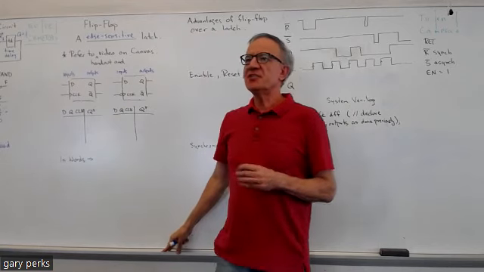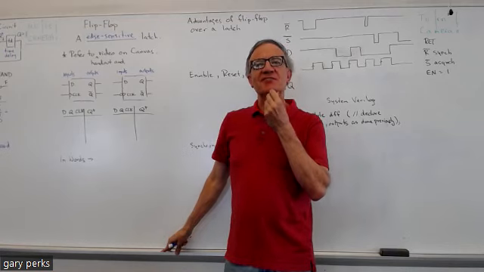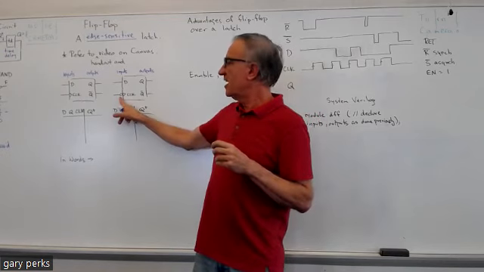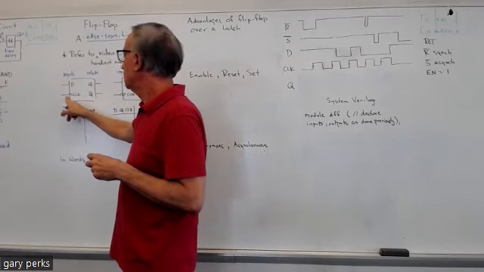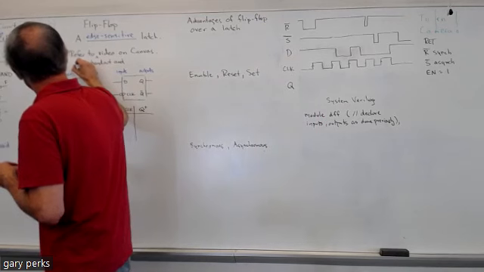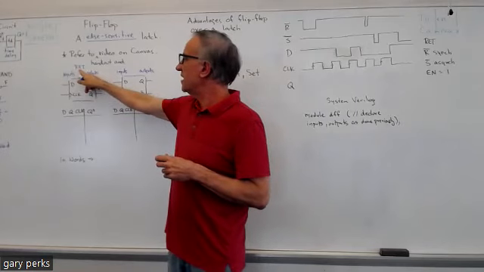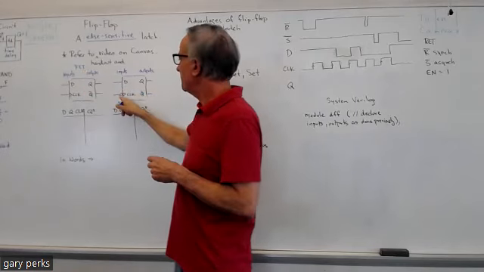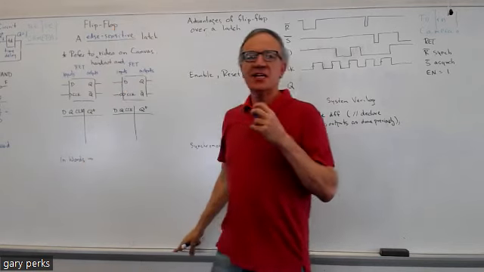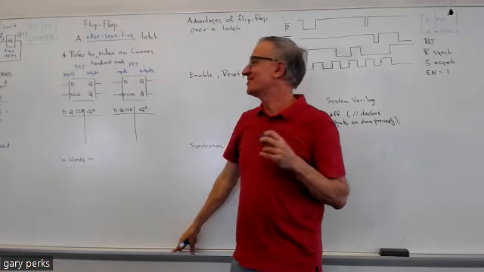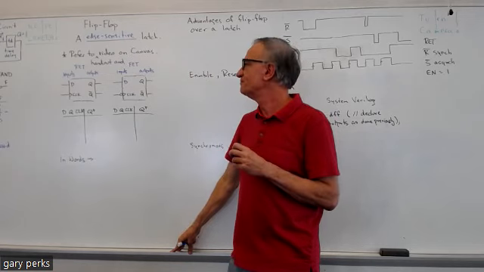Now, when you look at these two symbols, can you see there's a slight difference between the two? What's different? Yeah, it's got this little bubble. If it doesn't have the bubble on the clock input, then this is called a rising edge trigger D flip-flop. And if it's got the bubble, it's a falling edge trigger. Not field effect transistor like in electronics. In electronics, FET has a different meaning. In a logic class, it's falling edge trigger.